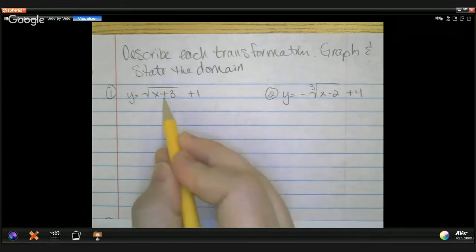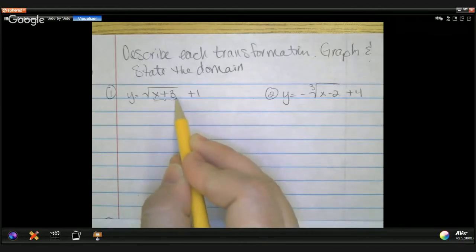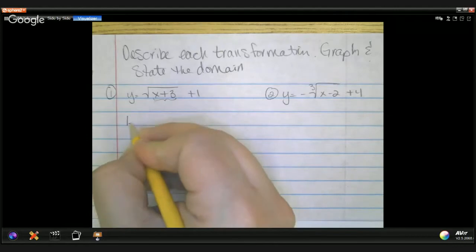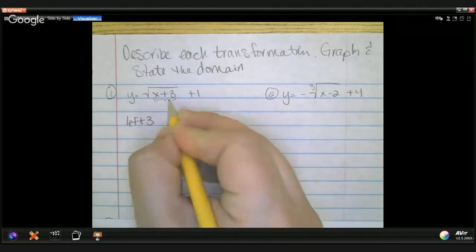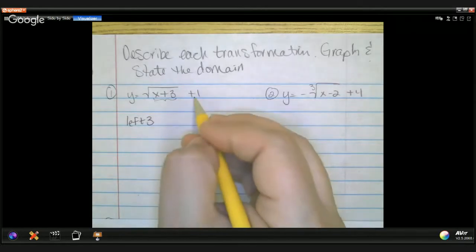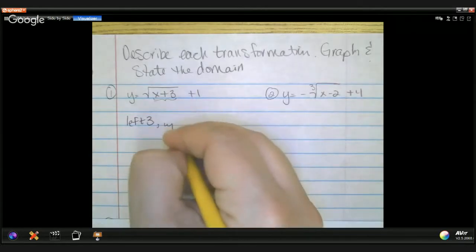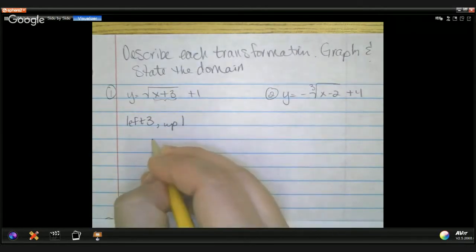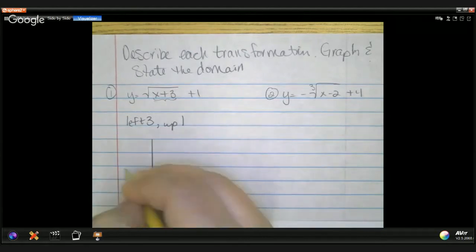So the first one, you notice how it says the square root of x plus 3. Well, x plus 3, remember, whatever's with the x is always the left and the right. And so this one is going to the left 3. Because it's always the opposite of what's with the x. And then this last number is a plus 1, so it's telling me it goes up 1. So that's the point that's important. So I'm going to go to the left 1, 2, 3, and I'm going to go up 1. That's the point that matters.